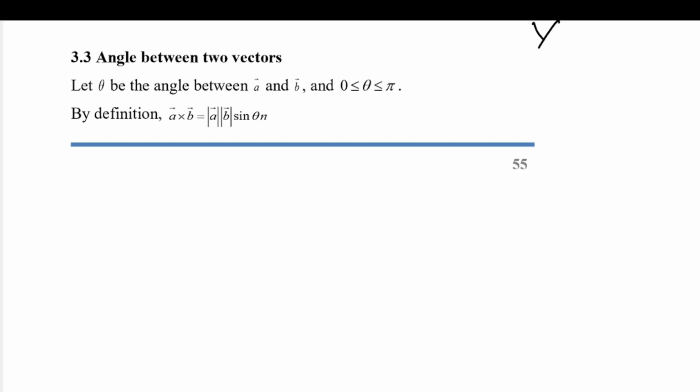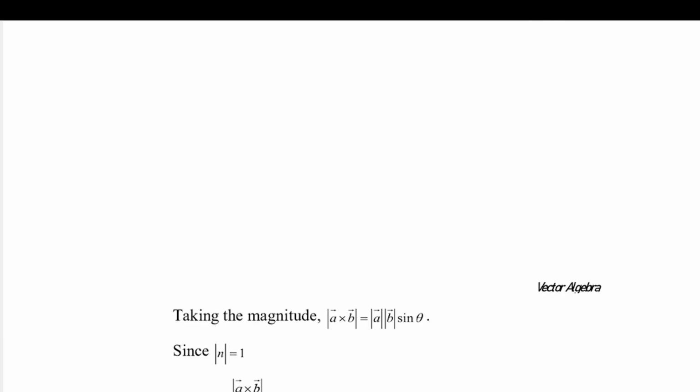Angle between two vectors. If there is an angle between two vectors, let's say the angle is theta, and the angle is greater than or equal to 0 but less than or equal to pi, which is 180, then by definition, the cross product between these two vectors is equal to the magnitude of a times the magnitude of b times sine theta times n, where n is the unit vector.